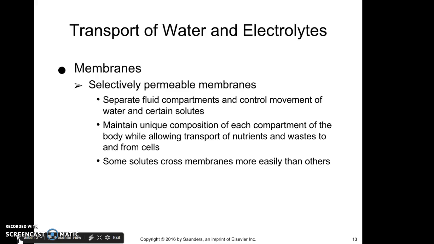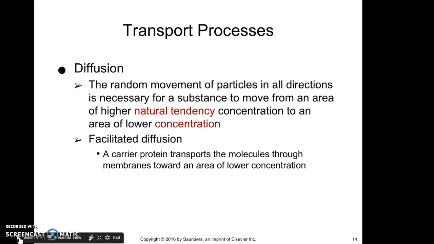And so if there's more stuff in one compartment and less stuff in another, then the water is going to move towards the more stuff, kind of making it more dilute, I guess you might think of it. And we'll get into that more as we go on. Membranes maintain a unique composition of each compartment of the body while allowing the transport of nutrients and wastes to and from cells. And I already talked about how some solids can cross membranes more easily than others.